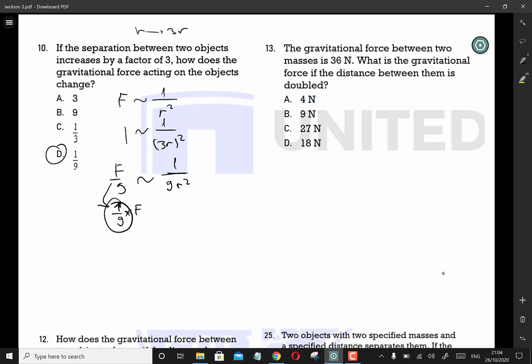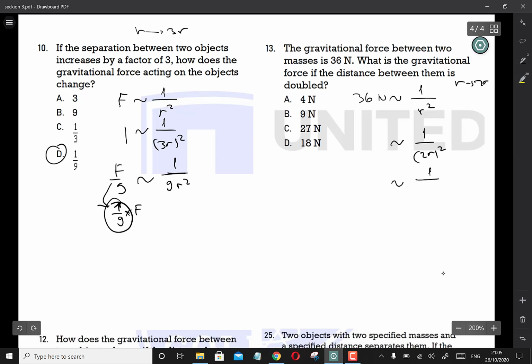Question number 13. Gravitational force between two masses is 36 Newton. What is the gravitational force if the distance between them is doubled? So 36 Newton is proportional to 1 over r squared. Okay, but distance is doubled. In this case, you are going to write doubled means r is going to be 2r. So let's write here 2r, but square it. And then it's going to be what? 1 over, square of 2 is 4, square of r is r squared.